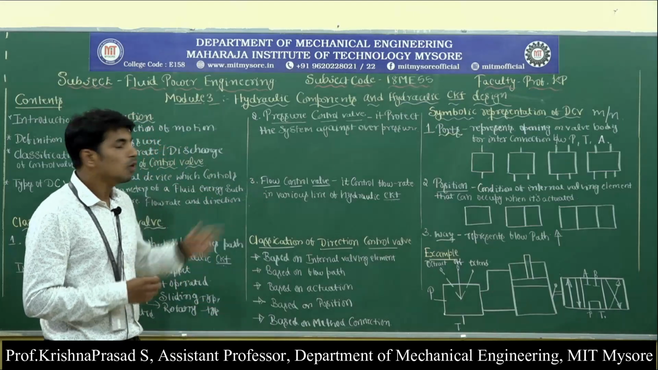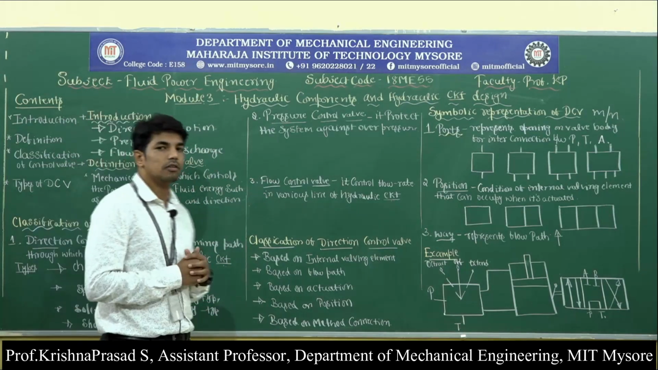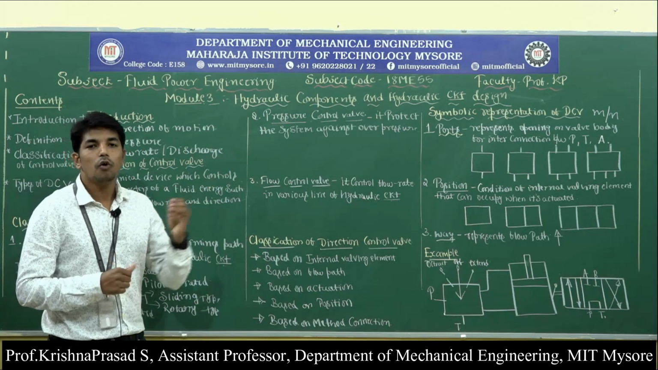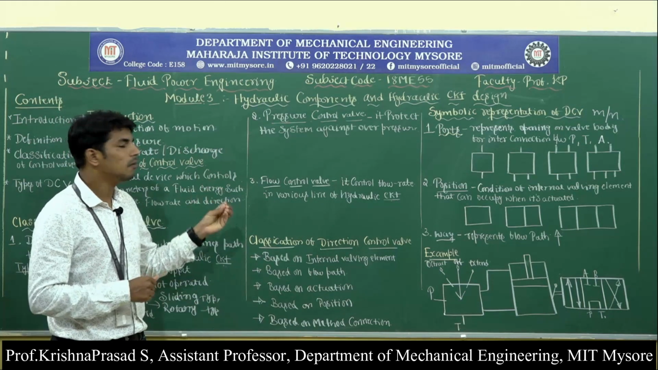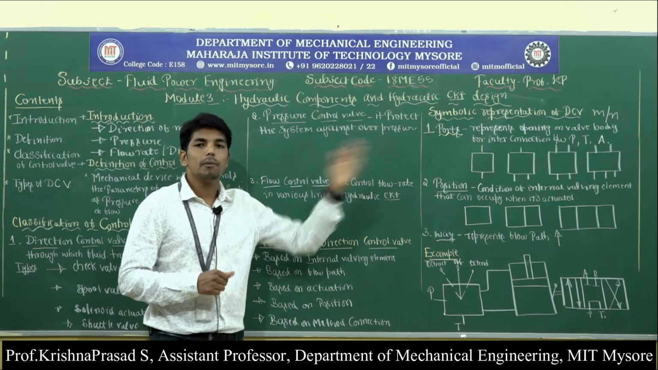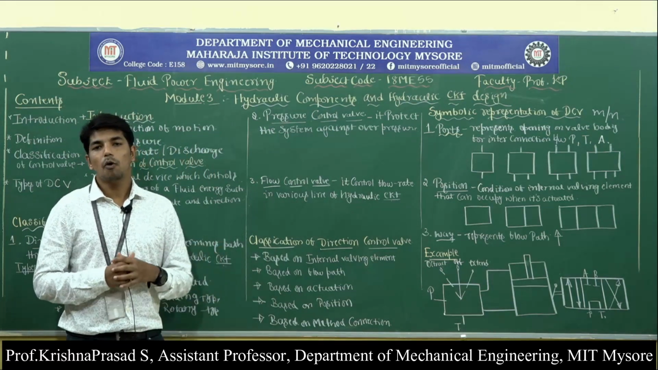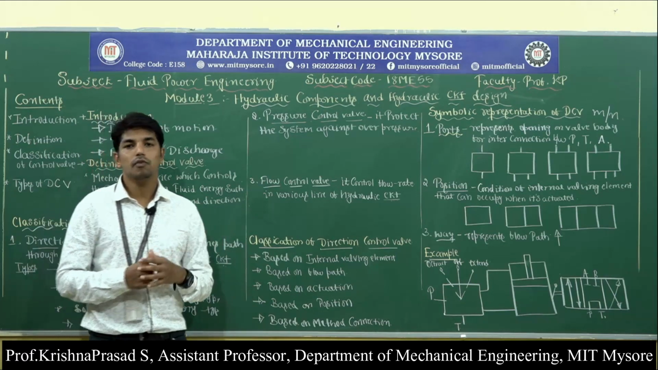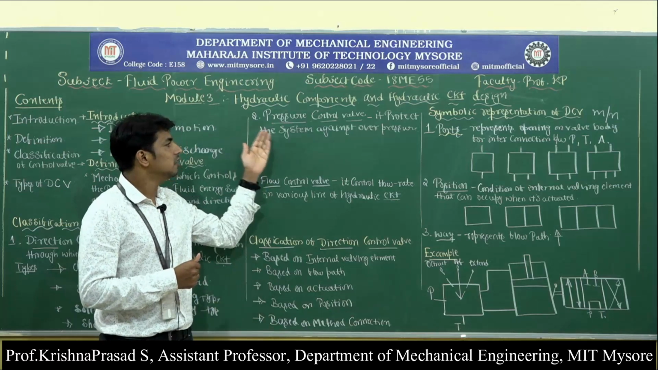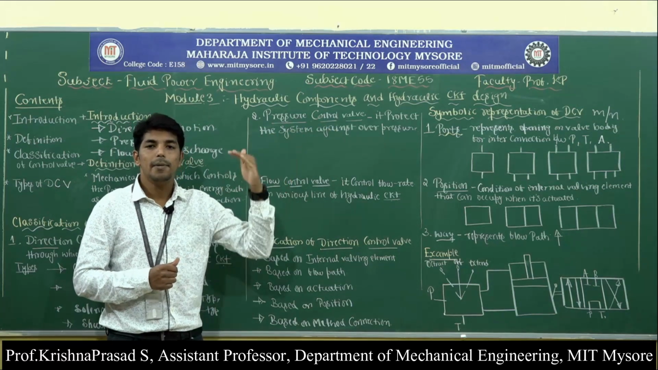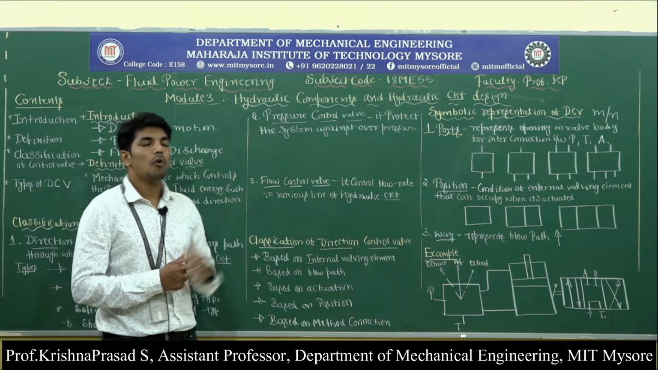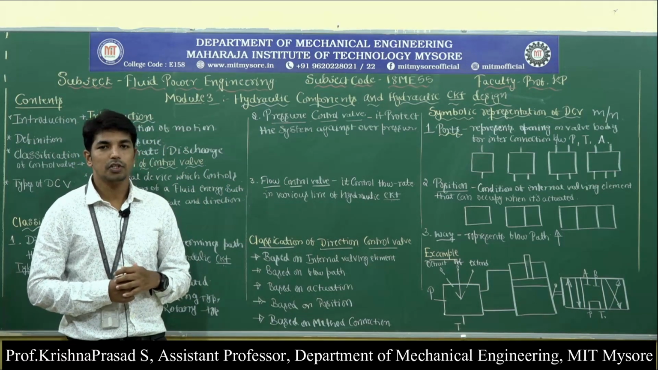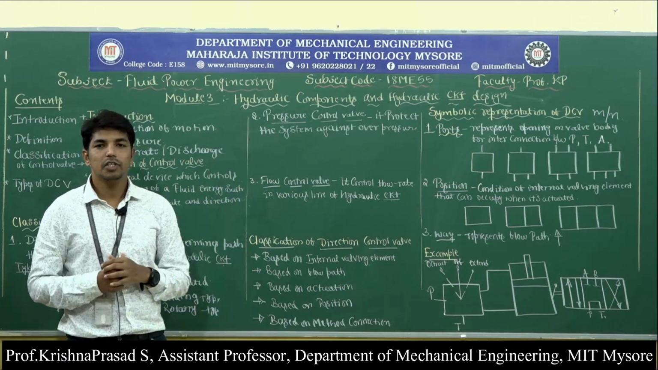Next one, what is meant by the pressure control valve? That is very much important. Okay, so the pressure control valves protect the fluid power system against overpressure. When overpressure builds up inside the fluid power system, whenever there is sudden closing of the valve, the system pressure is going to build up. So that's why pressure control valves are used in order to protect the system against the overpressure. This is called the pressure control valve.